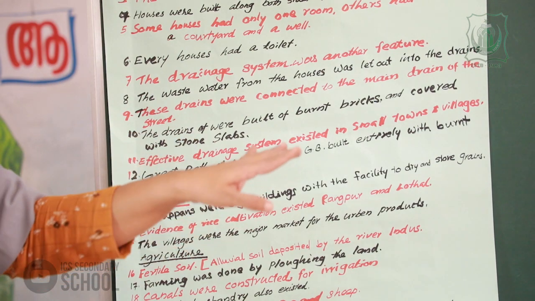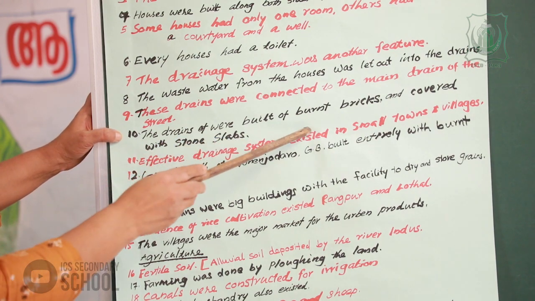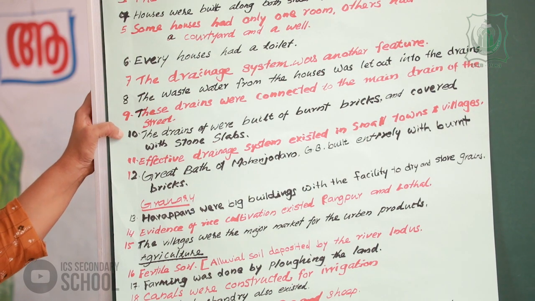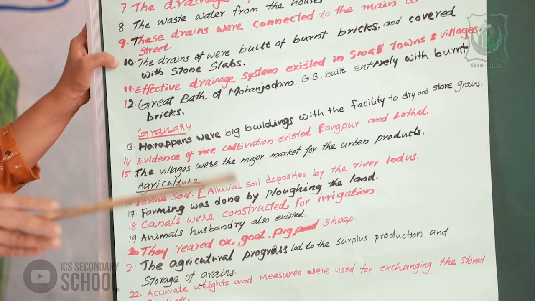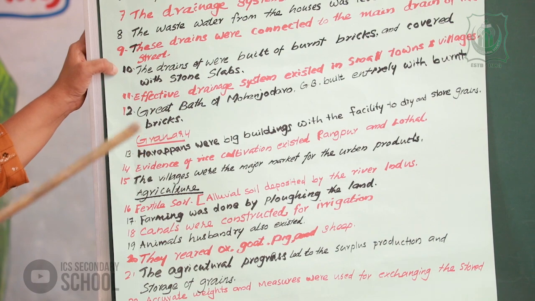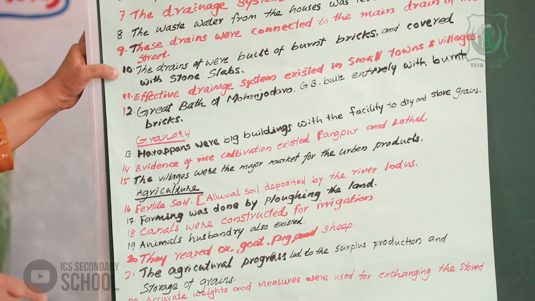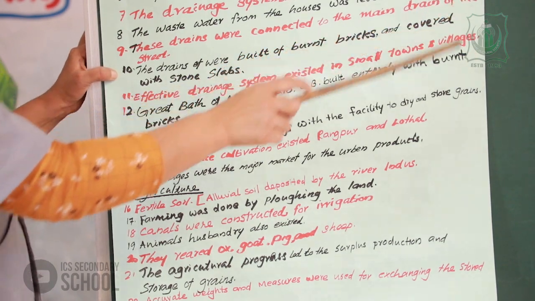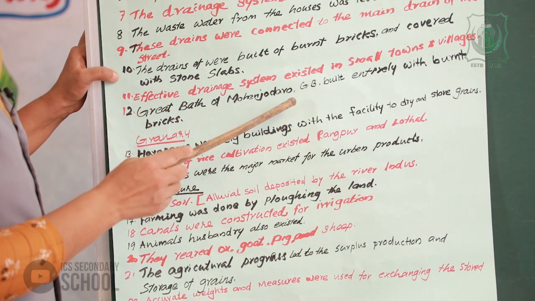Connected with the main drain of the street. Then the drains were built of burnt bricks and covered with stone slab. An effective drainage system existed in the small towns and villages. Then next, Great Bath of Mohenjo-daro.